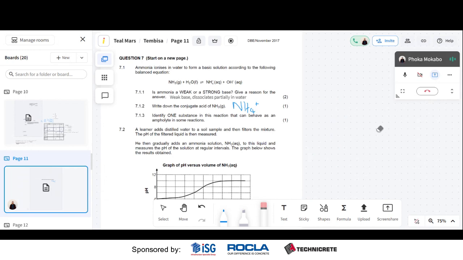Then another thing to maybe note over here is why do we call this thing a proton? Why do we call this thing a proton?